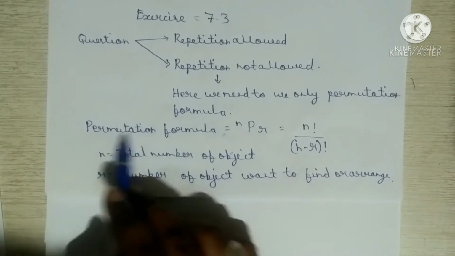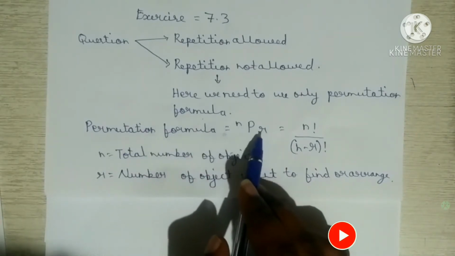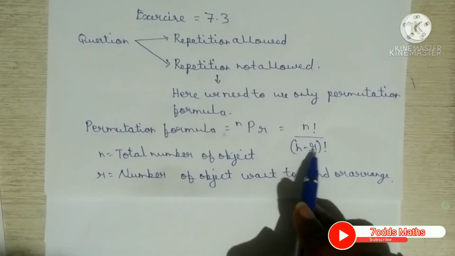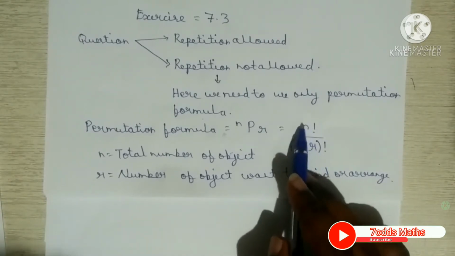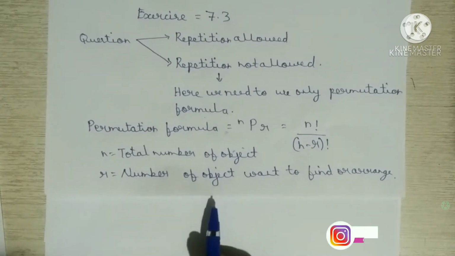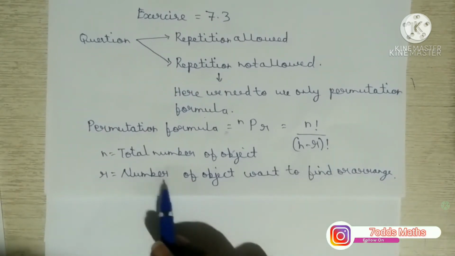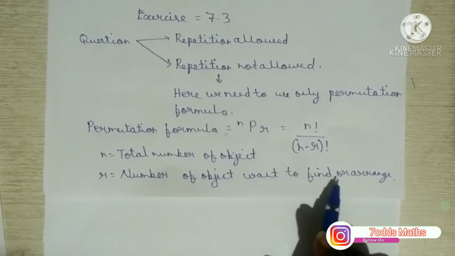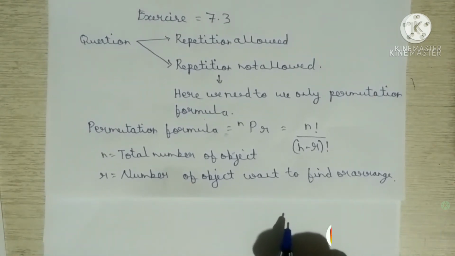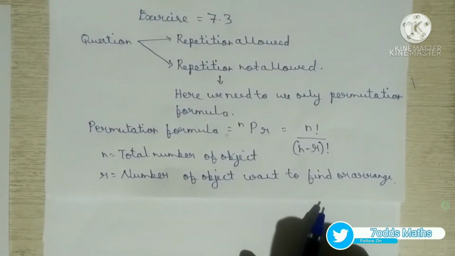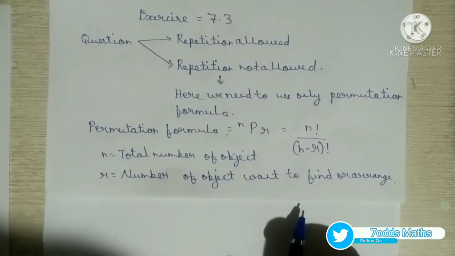What is the permutation formula? nPr is equal to n factorial by (n minus r) factorial, where n is equal to the total number of objects, and r is equal to the number of objects we want to find or arrange. Next we'll go with the problems.